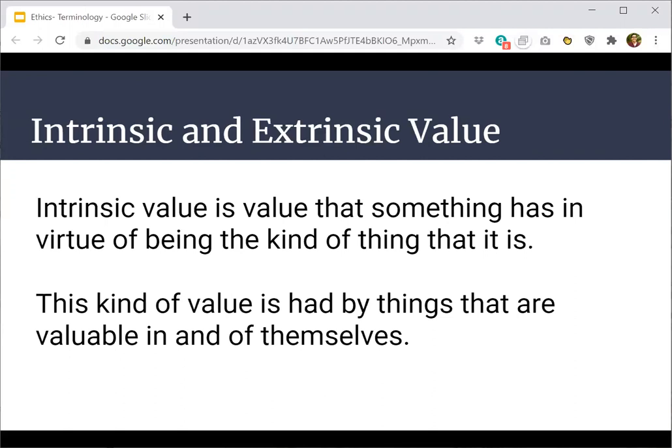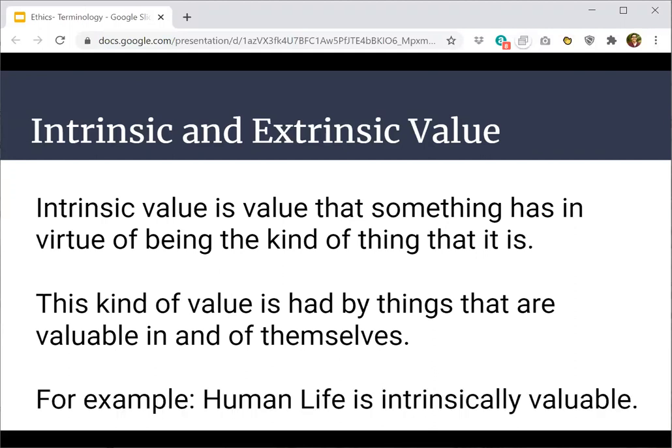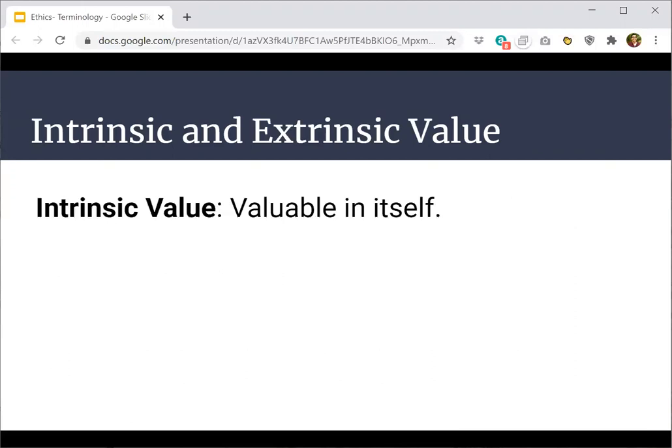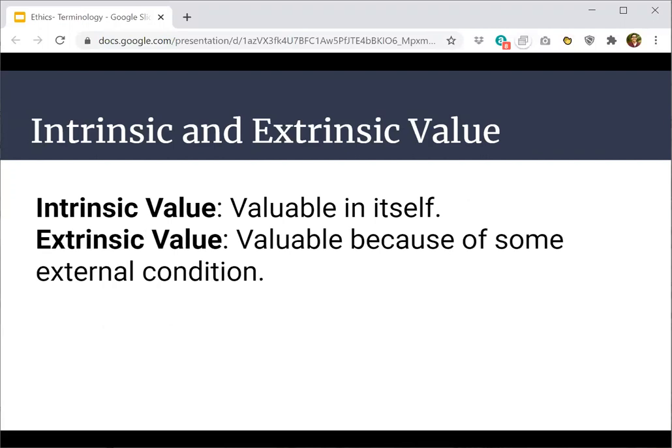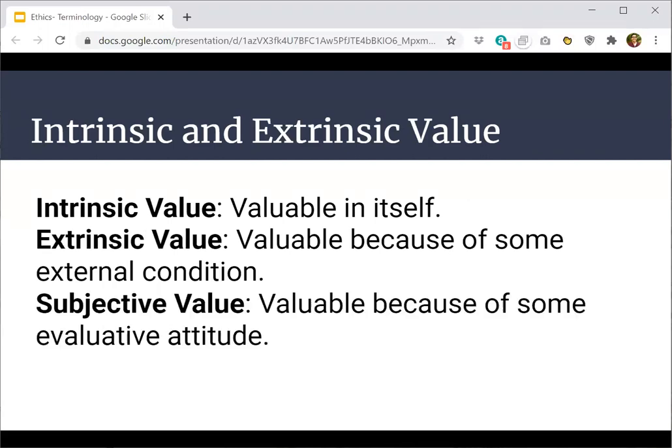This kind of value is had by things that are valuable in and of themselves. So, for example, human life is intrinsically valuable, plausibly, right? It's something that is valuable for its own sake. It's not valuable just because someone values it. So an intrinsic value is something that is valuable in itself, while an extrinsic value is something that is valuable because of some external condition.